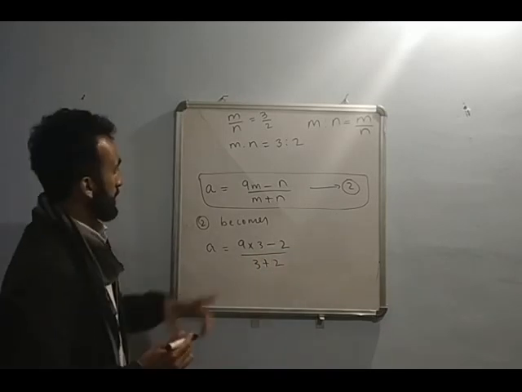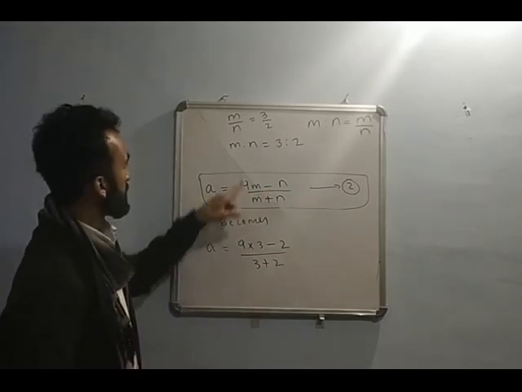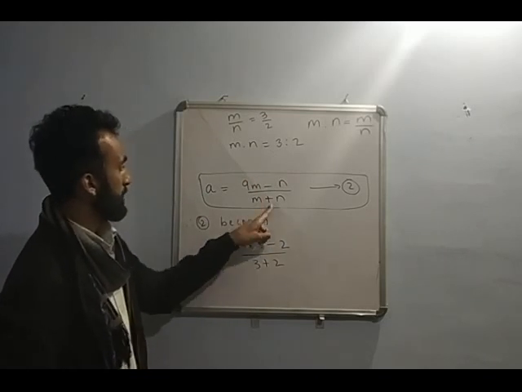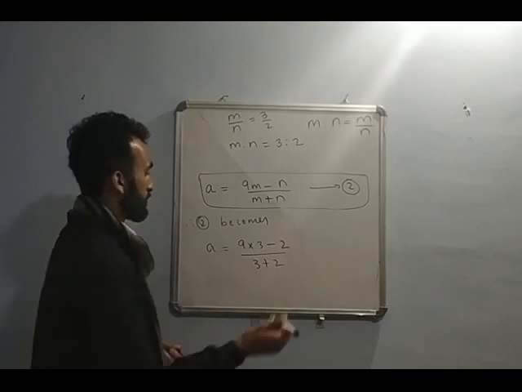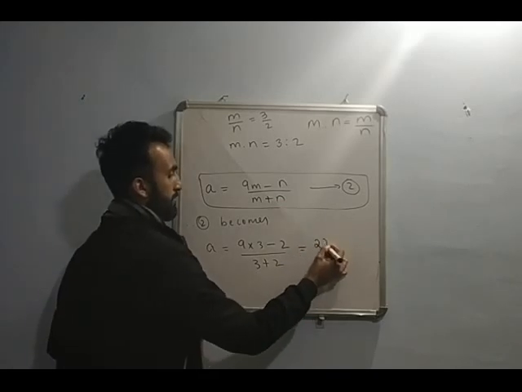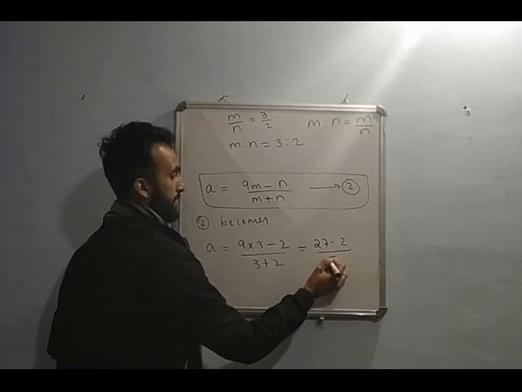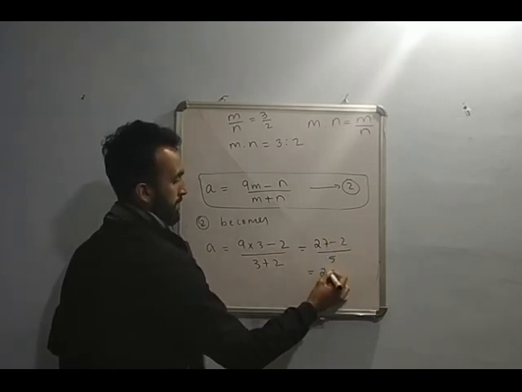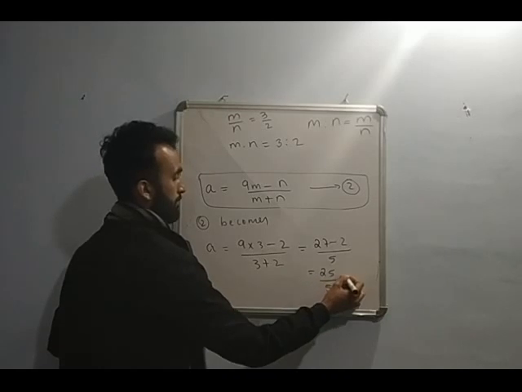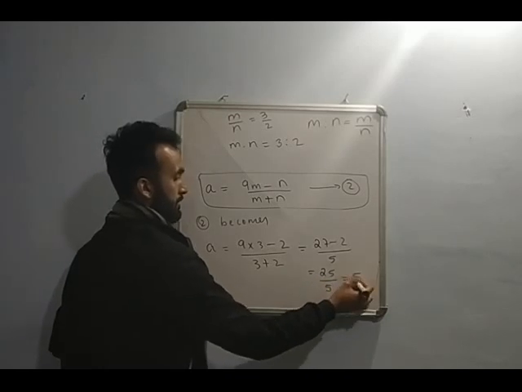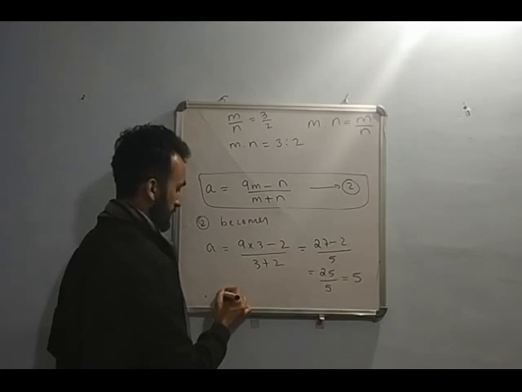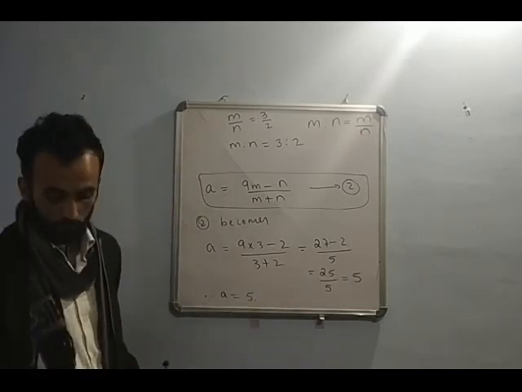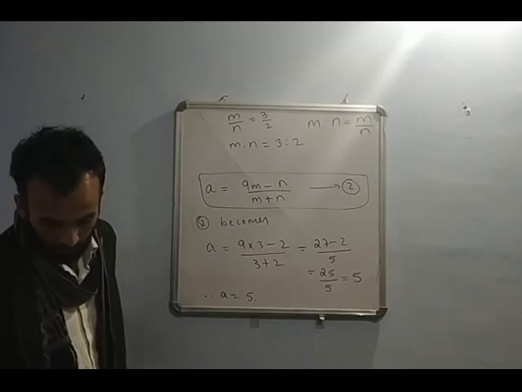Check. 9m minus n. m is 3. 9, 3 minus 2. n is 2. m plus n, 3 plus 2. So this becomes what? 27 minus 2 divided by 5. 27 minus 2 is what? 25 by 5. So answer is nothing but 5. Therefore, a is equal to 5. Finished. This is how you have to do it. So you can pause the video and you can note it down.